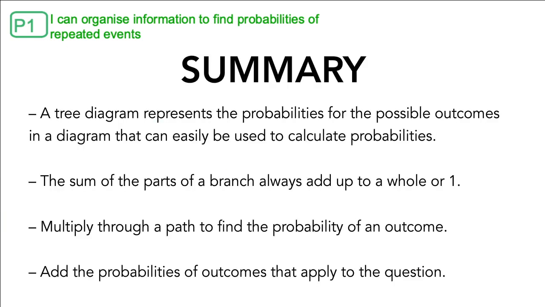To summarize, a tree diagram represents the probabilities for the possible outcomes in a diagram that can easily be used to calculate probabilities of different events. The sum of the parts of a branch always add up to one or a whole. Multiply through a path to find the probability of an outcome. Add the probabilities of outcomes that apply to a question.